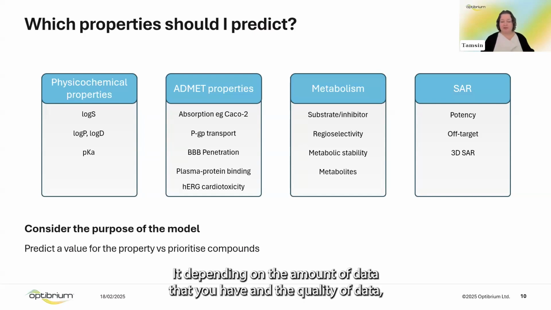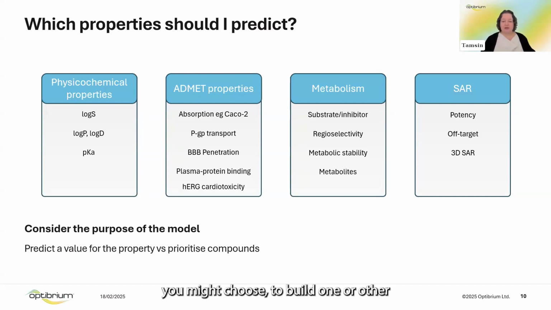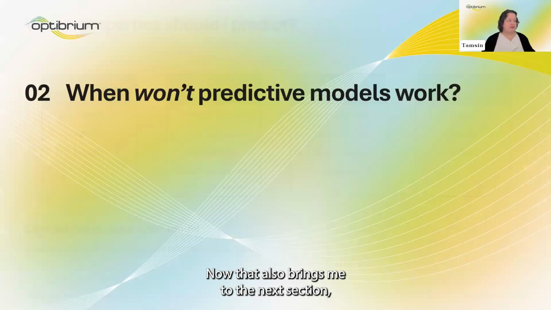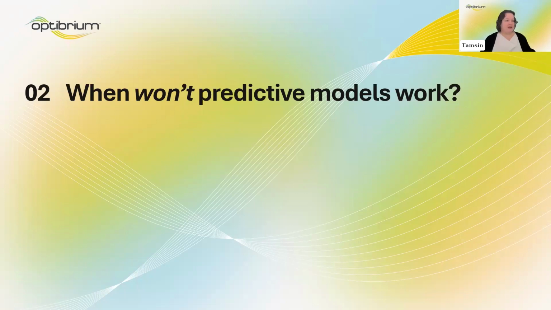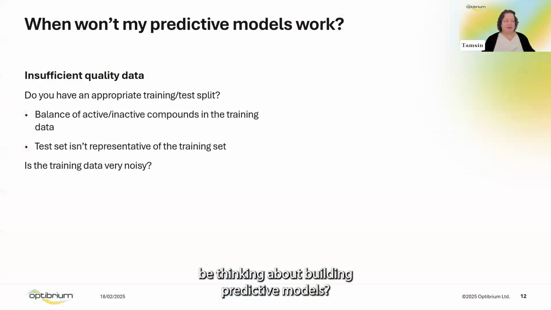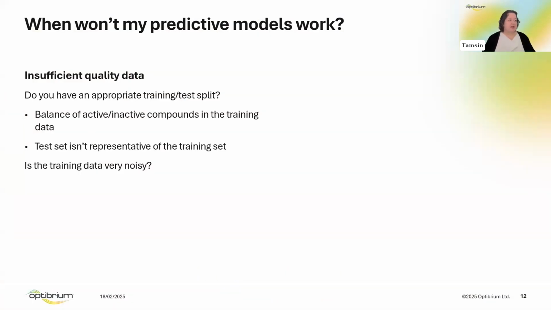Depending on the amount of data that you have and the quality of data, you might choose to build one or other of those types of models. Now, that also brings me to the next section, which is, of course, well, when won't these models work? And when shouldn't we be thinking about building predictive models?